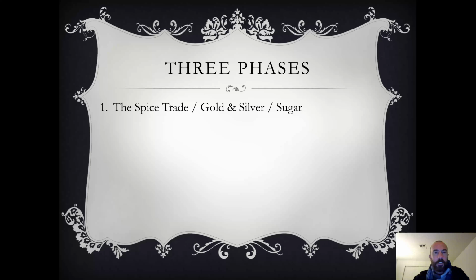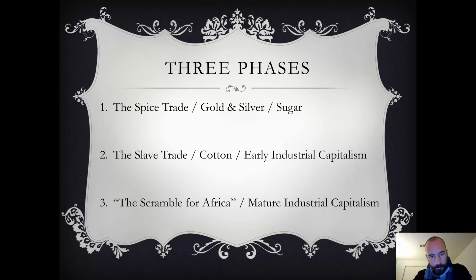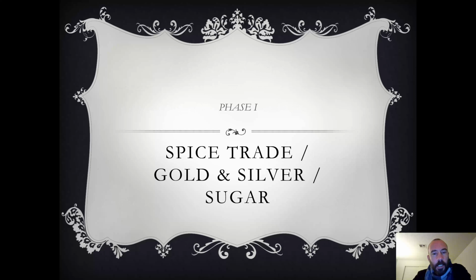One, the spice trade, along with gold and silver and sugar. Two, the slave trade, cotton and early industrial capitalism. And three, the scramble for Africa and mature industrial capitalism. So this is a pretty brief overview, and I make no claims that this is a complete review of all of this.